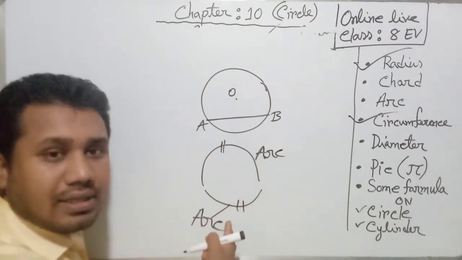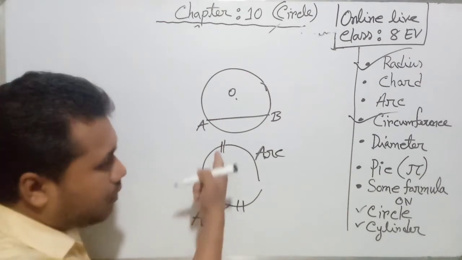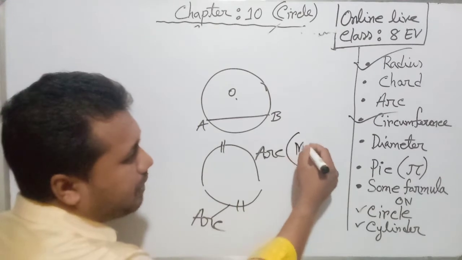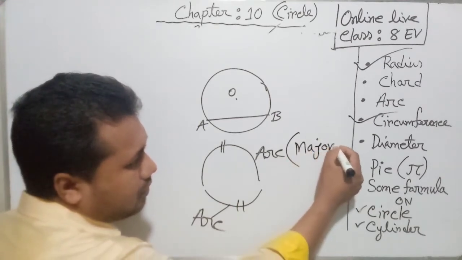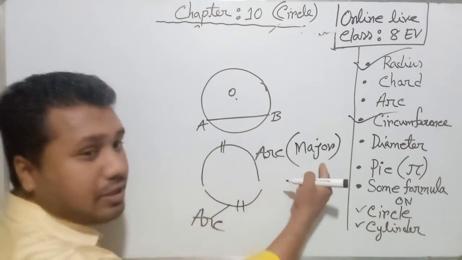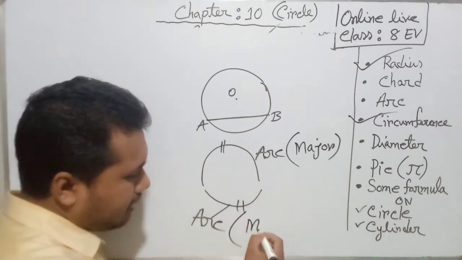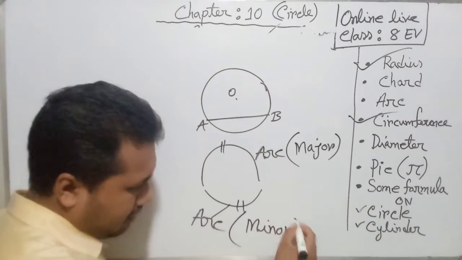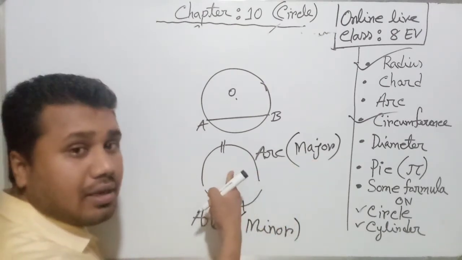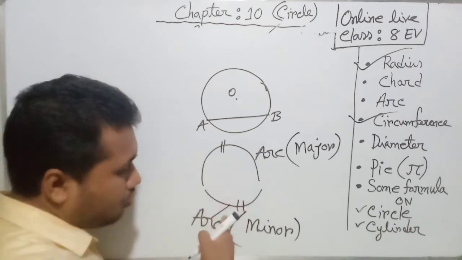And look, this arc is smaller than the upper one. So the greater arc we can say is the major arc, and this one, the smaller arc, we can say is the minor arc. So this is our arc.